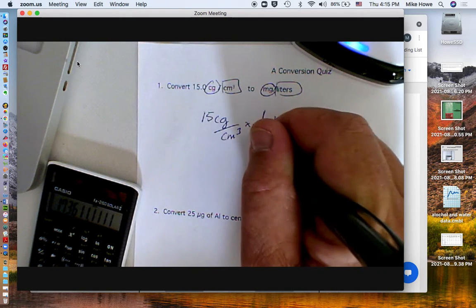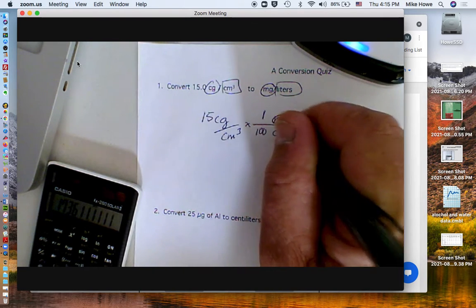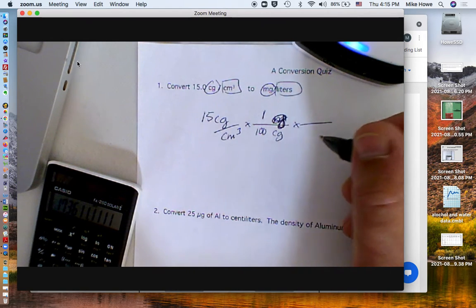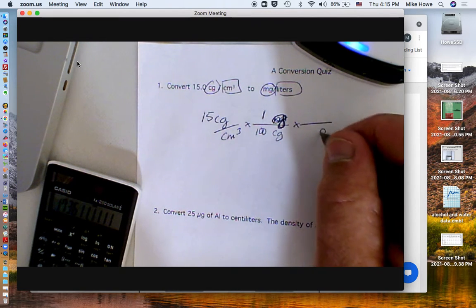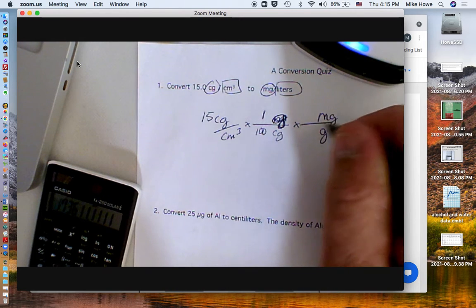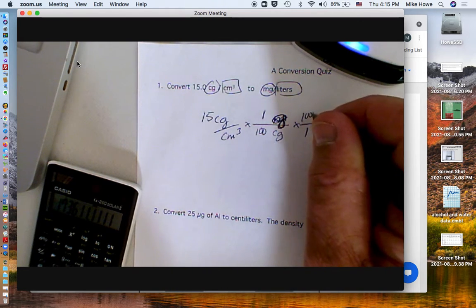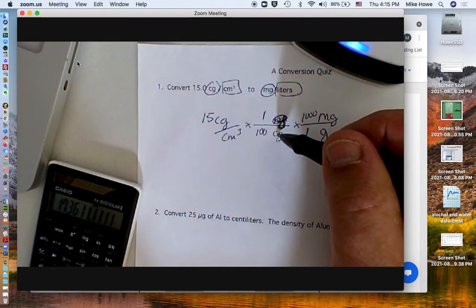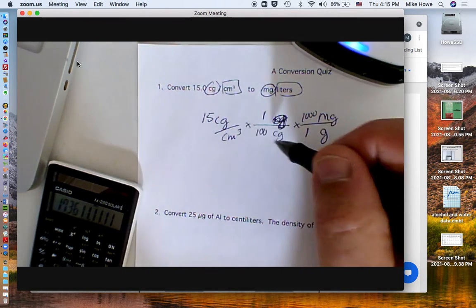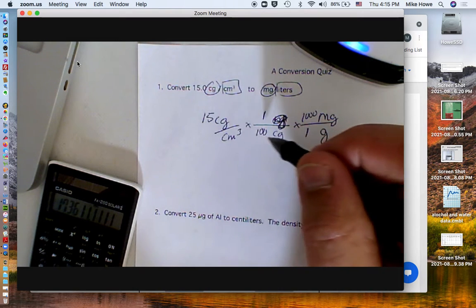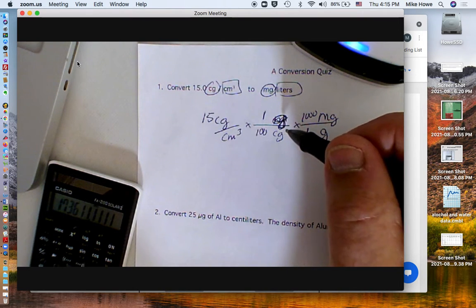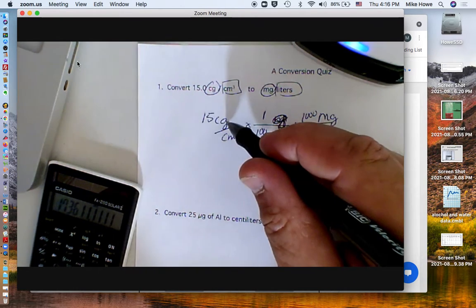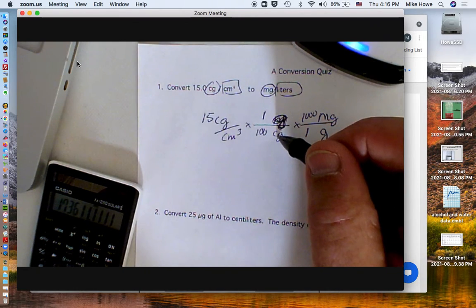So 1 gram is 100 centigrams. Then we need to move grams to milligrams, so we put it down here and put milligrams there, and we know that 1 gram is 1,000 milligrams. The idea is that the top and the bottom have to equal each other, and you set it up in such a way that you cancel the unwanted units. So we need centigrams to cancel, so they have to go here. What you want to cancel goes on the opposite, whether it's up or down. So like this was on top, you put it down here to cancel.